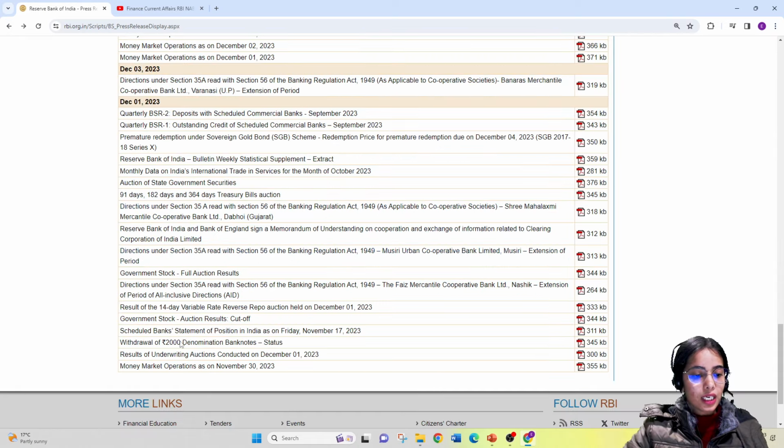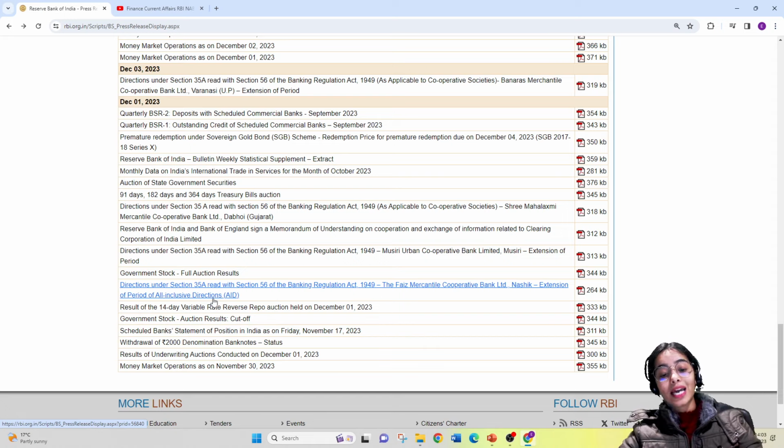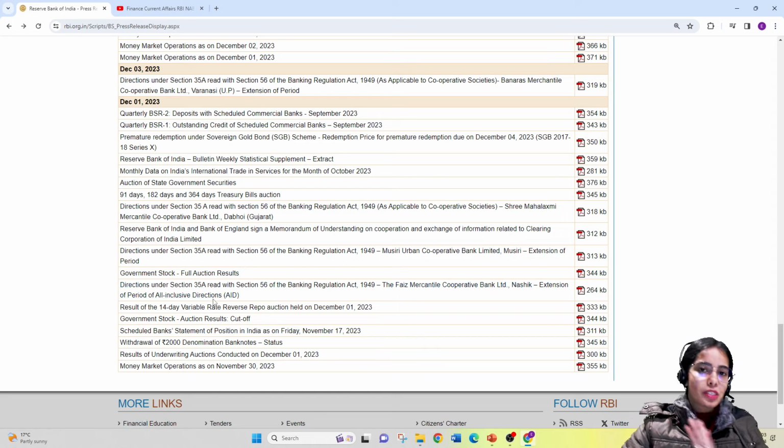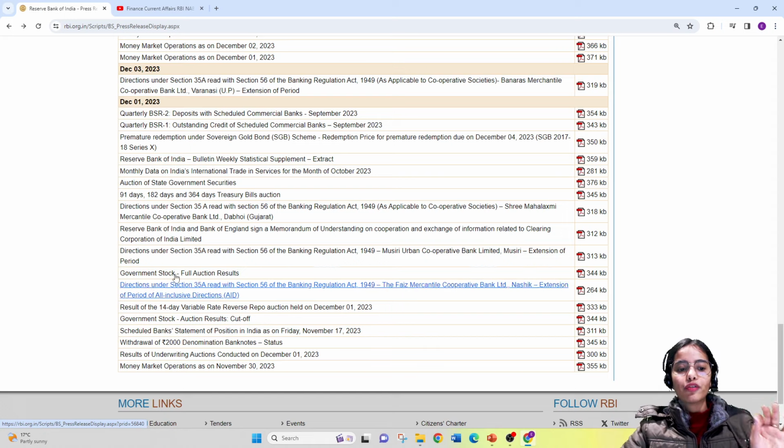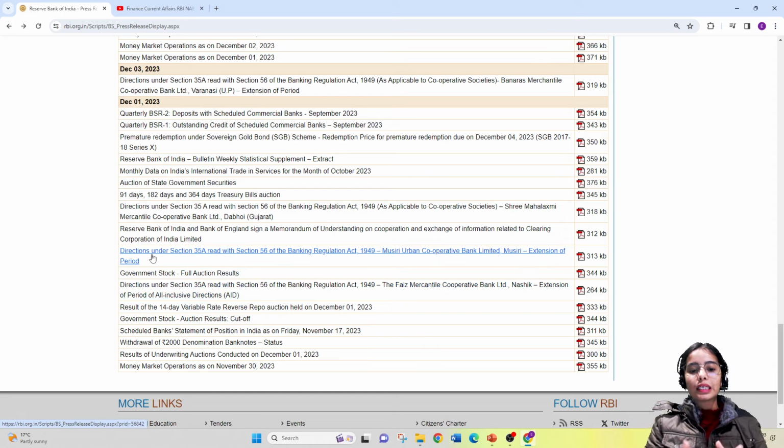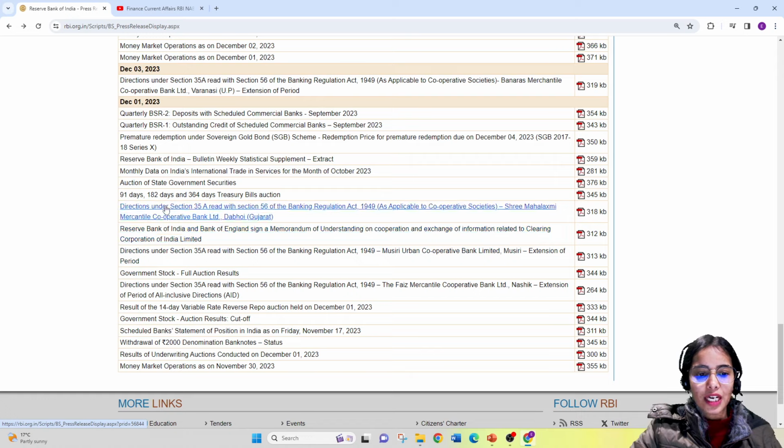The next one: every day the government stock auction happens, the reverse repo rate auctions happen. If the RBI is releasing any particular direction for a particular bank, that is absolutely not important. Or if the RBI is releasing any press release or direction for a particular bank or particular NBFC, it is not at all important. So you can leave these directions and such.